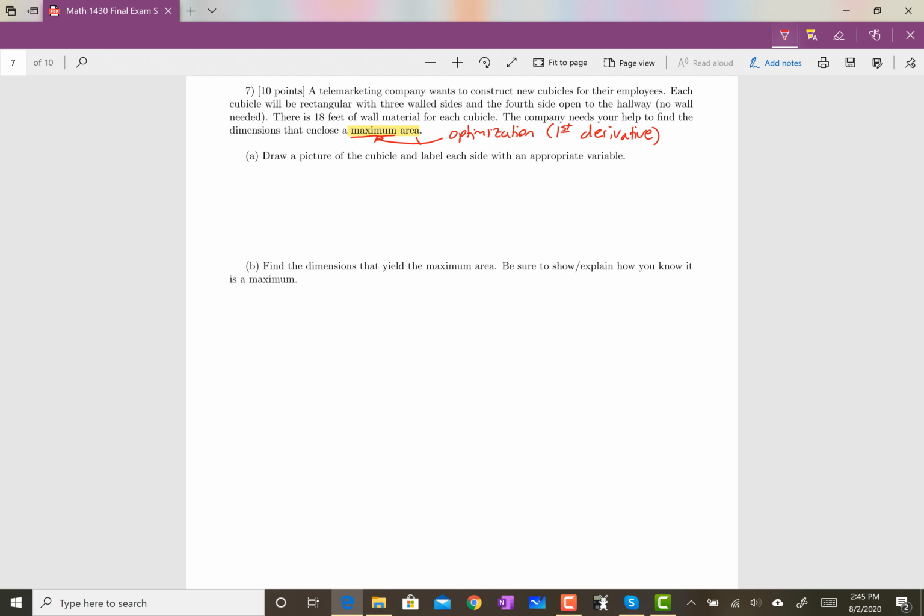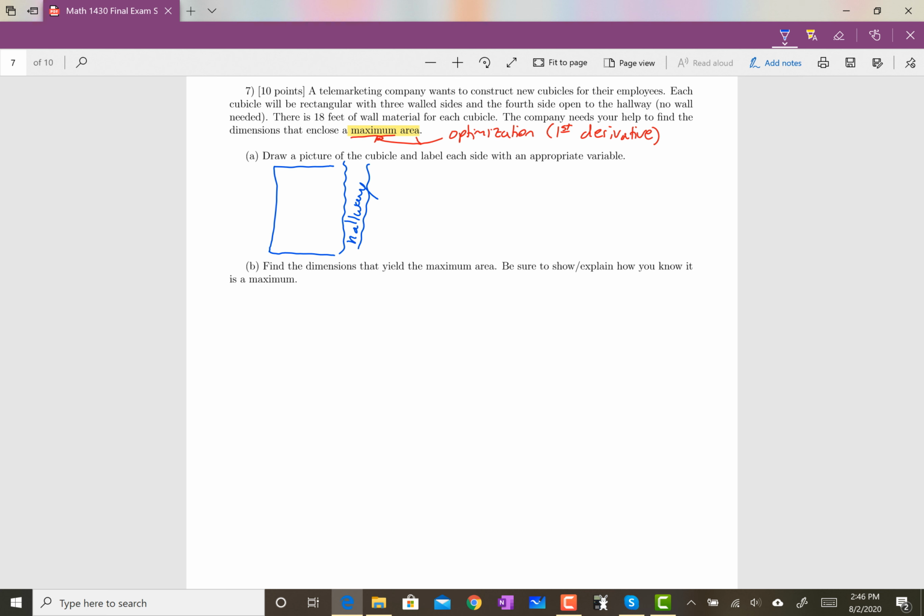Okay, so the problem might be stated slightly differently online, but I have broken this up for my in-class students into 2 parts. The first part is to draw a picture of the cubicle and label each side with an appropriate variable. My cubicle is going to look like this. It's got 3 walls, and on the 4th side there is no wall because there's a hallway.